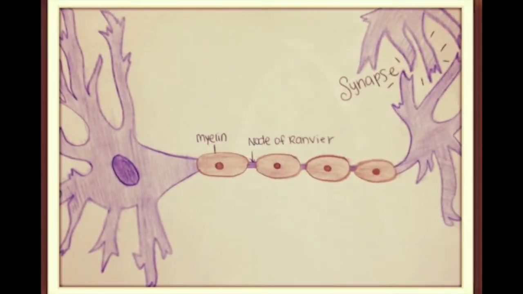The propagation of an action potential down an axon of a neuron has four main stages: resting state, depolarization, repolarization, and the refractory phase.